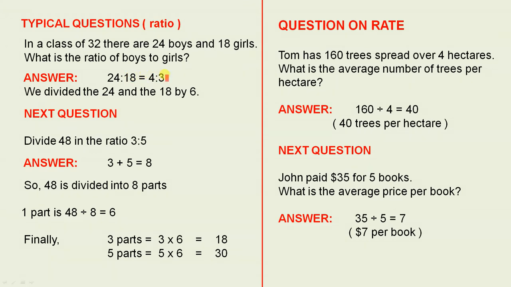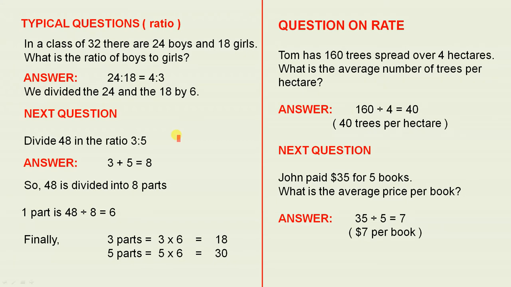How did we get that? We divided the 24 and the 18 by 6, because 6 is the highest number that divides into 24 and into 18 evenly. 24 divided by 6 gives you 4. 18 divided by 6 gives you 3. So the answer is 4:3.